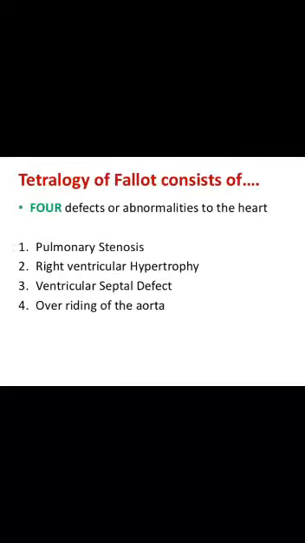In tetralogy of Fallot there are four abnormalities, so we can study them one by one. First is pulmonary stenosis, second is right ventricular hypertrophy, third is ventricular septal defect, and fourth is overriding of the aorta.